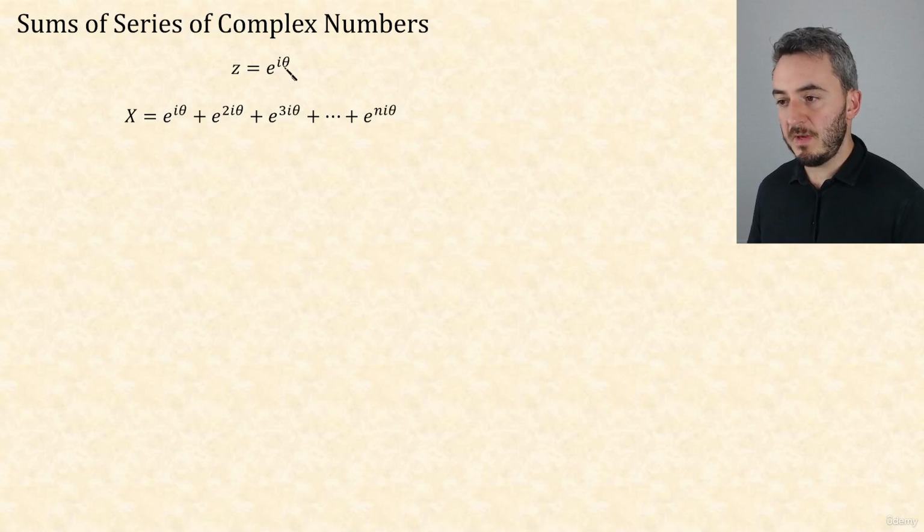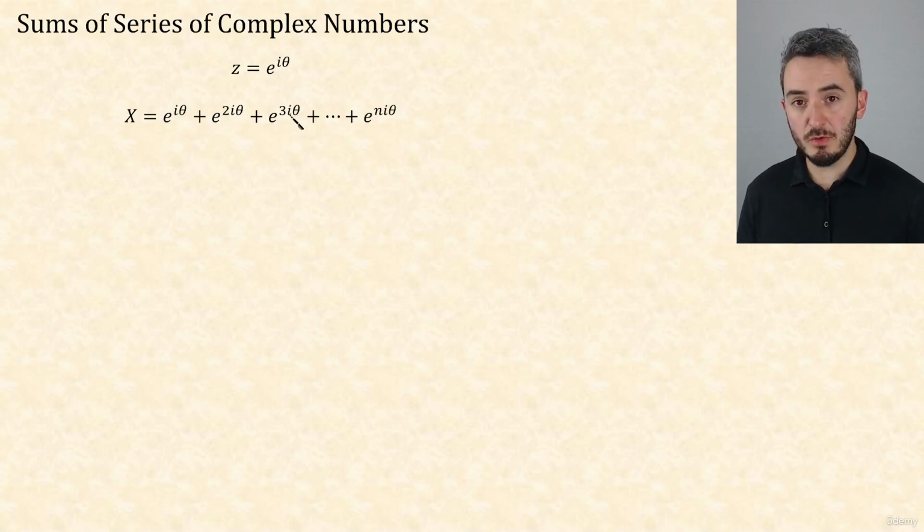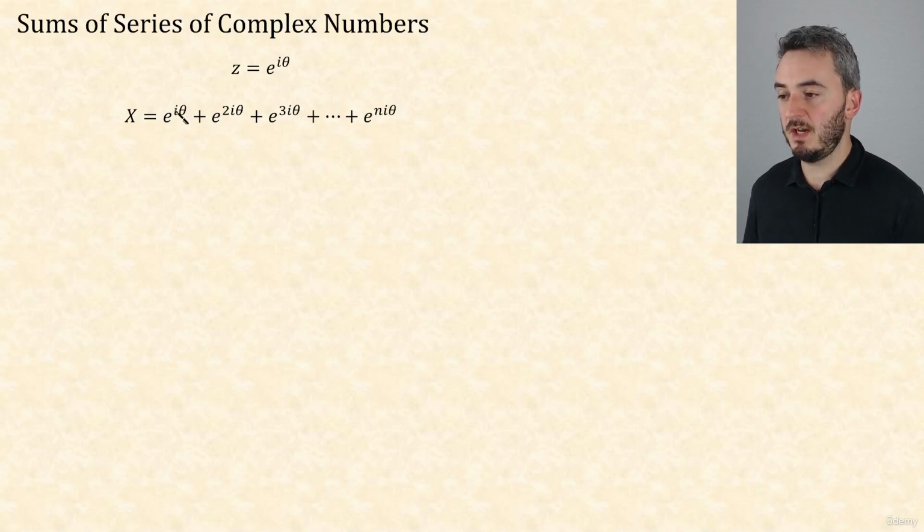So, if we have a complex number, e to the i theta, just an arbitrary complex number with a modulus of 1, and then we consider this series here, which is e to the i theta plus e to the 2i theta and e to the 3i theta. What can we say about that? Well, there are two interesting things that spring to mind. One is this is a geometric sequence, because each term is just the previous term multiplied by another e to the i theta. So it's a geometric sequence.